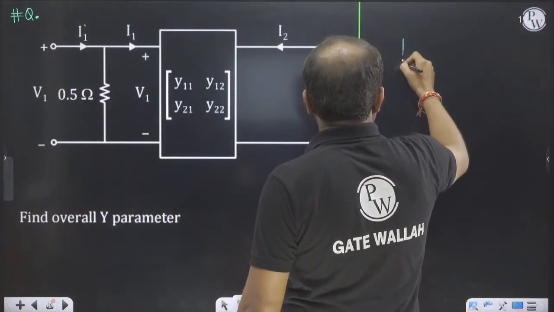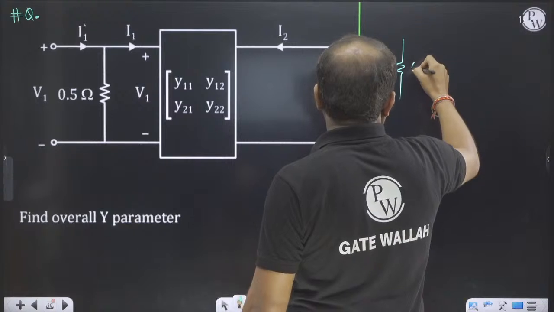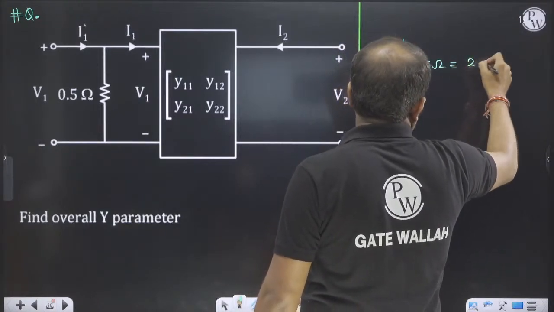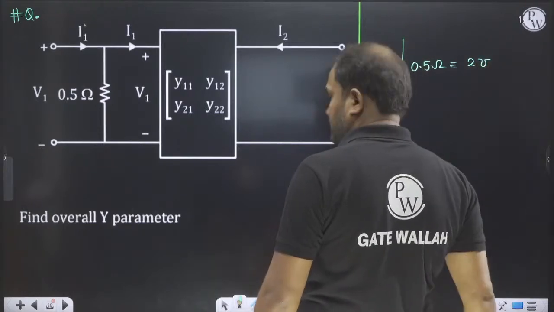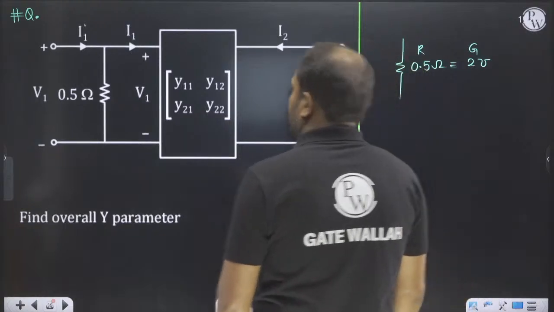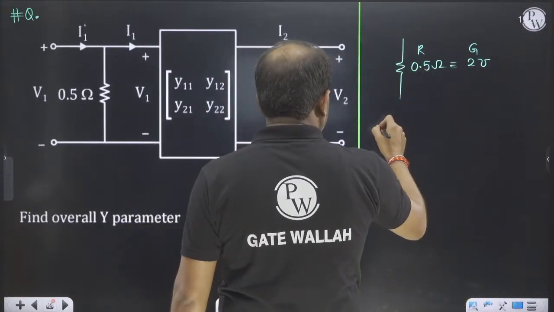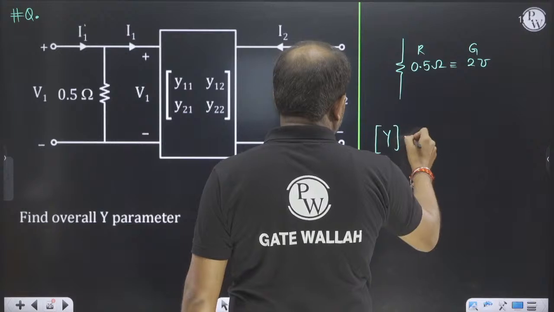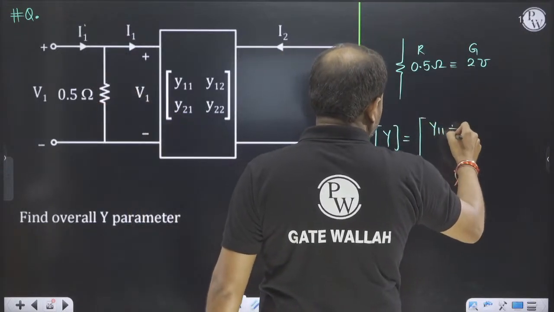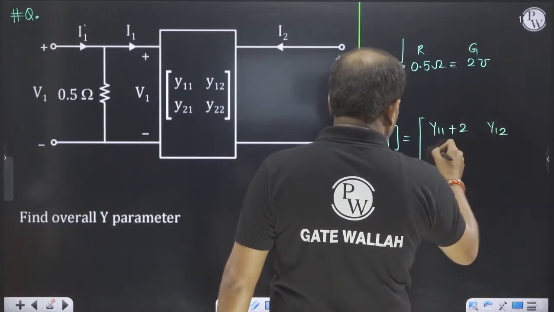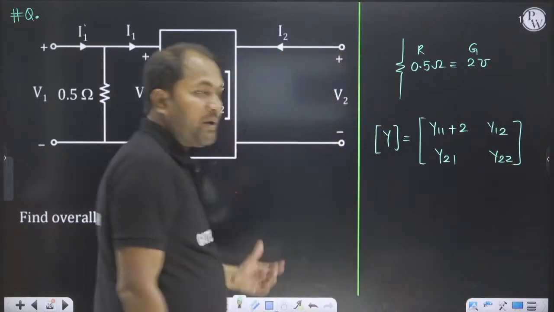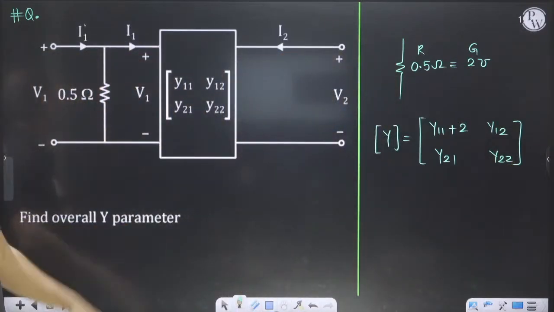So here Y is 0.5 ohm, so 0.5 ohm is 2 per ohm. This is R and this is G. Yes sir. So our new Y will be added in Y11. So Y11 plus 2, Y12, Y21 and Y22. Simple. Parallel condition, Y parameter will be added.